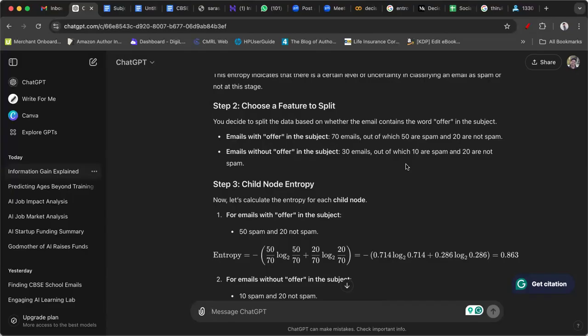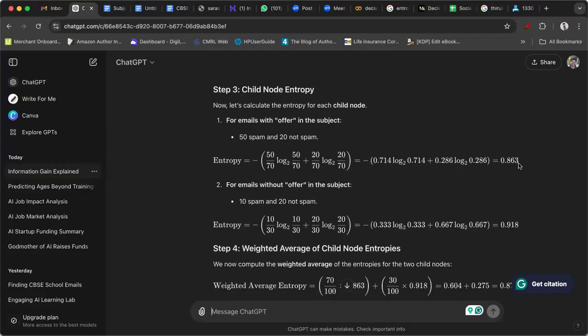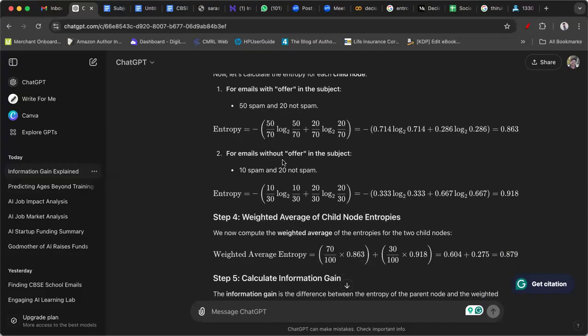Emails without offer in the subject: 30 emails, of which 10 are spam and 20 are not spam. Again, the child node entropy. For emails with offer in the subject, 50 spam and 20 not spam: 50/70 log2 of 50/70 plus 20/70 log2 of 20/70, which works out to 86.3 percent. Now for emails without offer in the subject line, 10 spam and 20 not spam, the same thing.